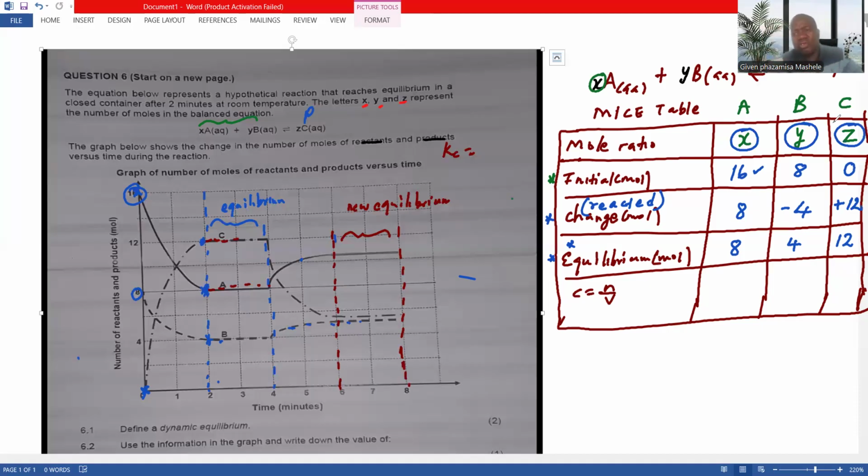Now, if we actually wanted to know the value of X, the value of Y, and the value of Z, straightforward, we can do this. Usually we consider the change values. The change values are the ones that will give us a ratio. The reacted ones show that we have 8, 4, and 12. Let's now write this in its simplest form.